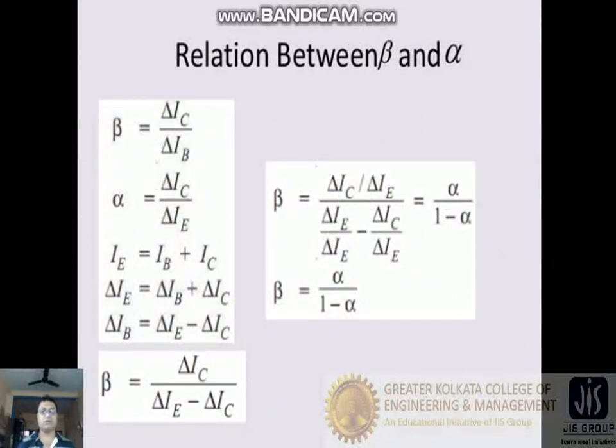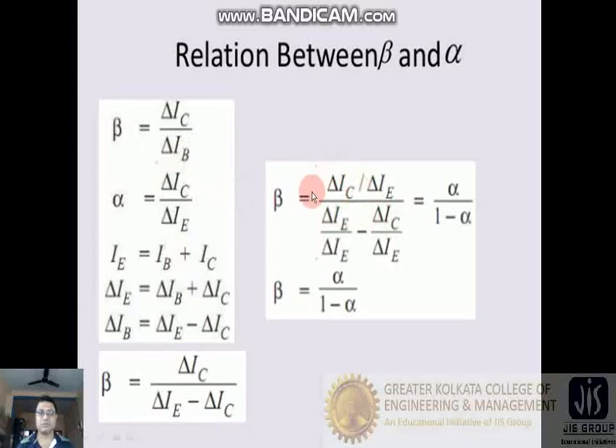So now we are going to establish a relationship between beta and alpha. We have discussed alpha. Alpha is IC by IE, and beta is IC by IB. So from these two equations, and the transistor equation IE equal to IB plus IC, with the help of these three we will establish a relationship between alpha and beta. So we just differentiate: delta IE equal to delta IB plus delta IC. So IB equal to IE minus IC. So we just put the value of beta equal to delta IC by IB.